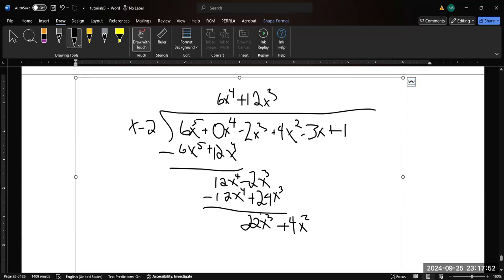And then leading term divided by leading term, I'm going to get 22x squared times x, 22x cubed minus 44x squared. Distribute the minus so that I can add 48x squared.